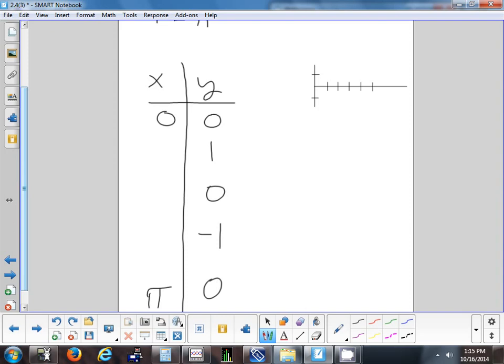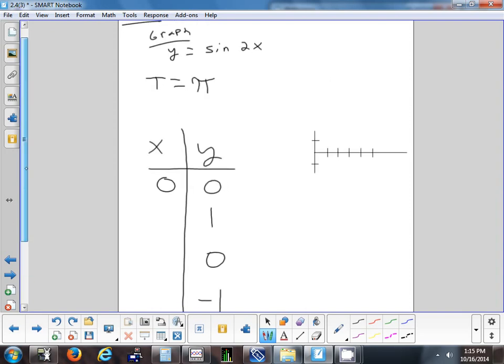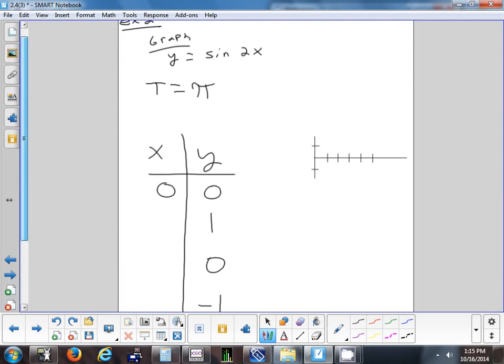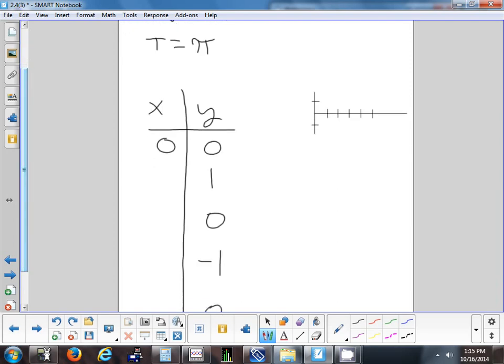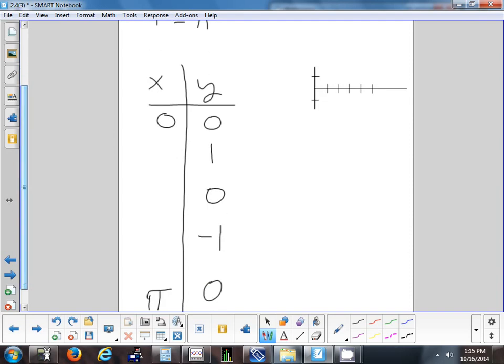How'd you know it was? We did that in an earlier problem, sine 2x. Right, now, what's halfway between 0 and pi? Pi over 2. Yep. And now we need what's halfway between 0 and pi over 2.